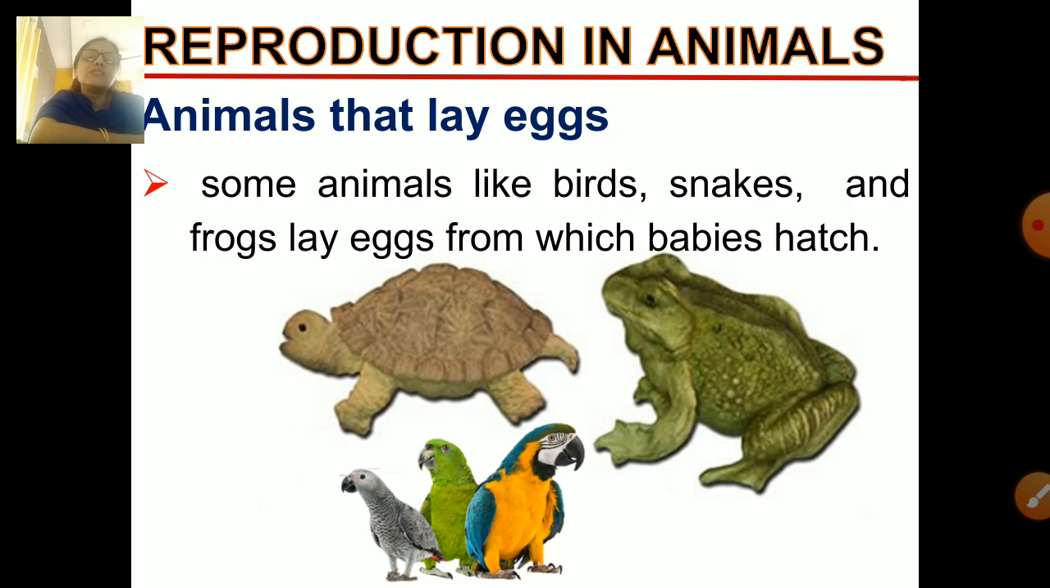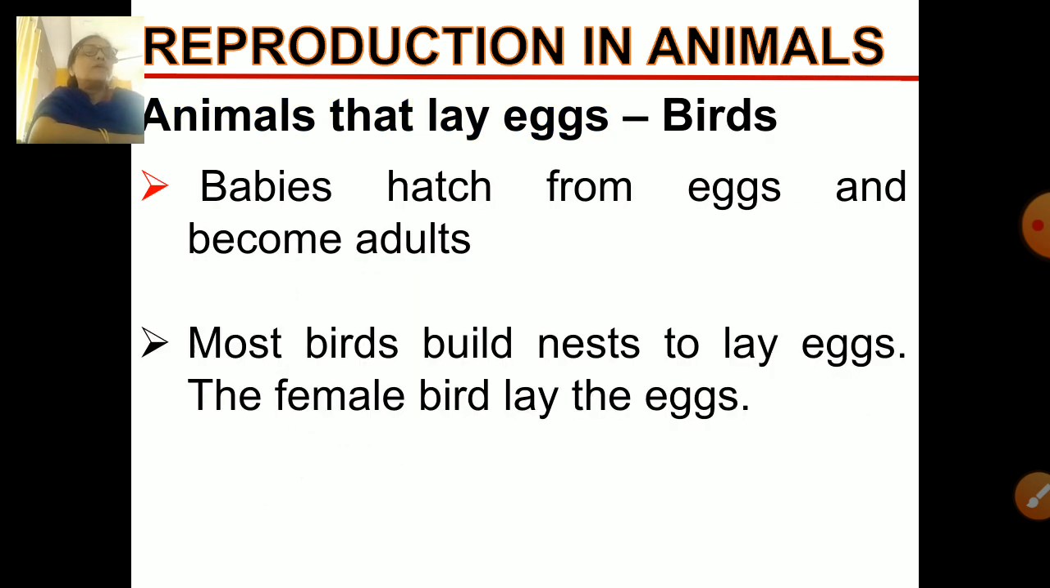Some animals like birds, snakes, frogs, and even insects, they all lay eggs and reproduce. From the eggs babies hatch, right? You know, the animals lay eggs and babies hatch out of the eggs. In this case we will first revise about the birds. Birds also lay eggs and reproduce.